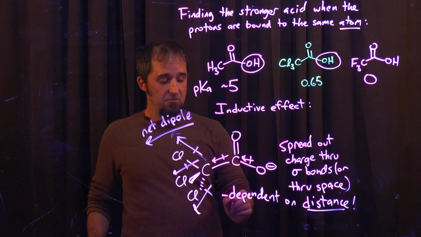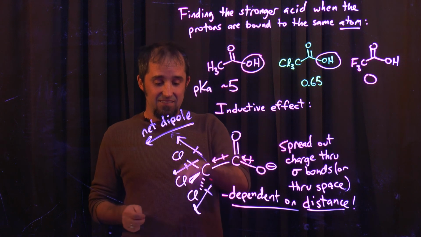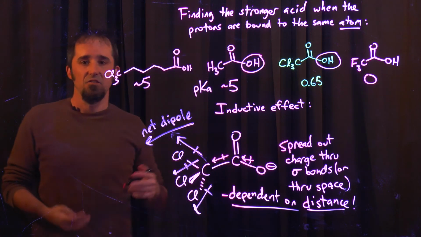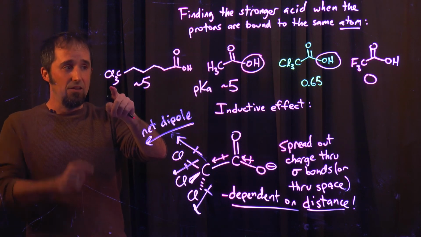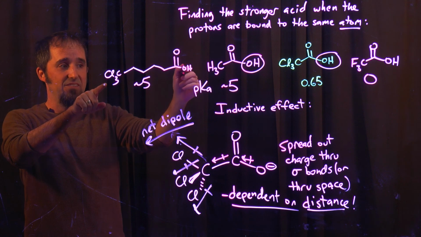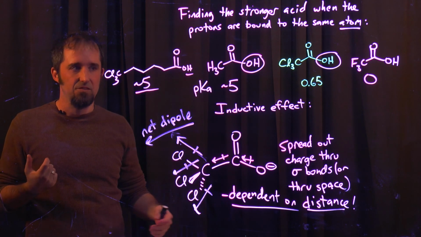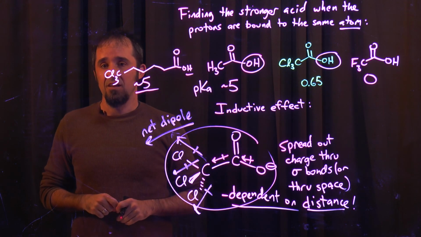For that reason, this effect is really dependent on distance. So the more distance these chlorines get from this charge, the less of an effect they would have, right? So if I had something like this, where I still have chlorines, but now they're really, really far away from the acidic proton, that pKa is going to be about 5. That's not going to have a very big difference. But when they're close, I can really have a pretty big difference on the pKa.